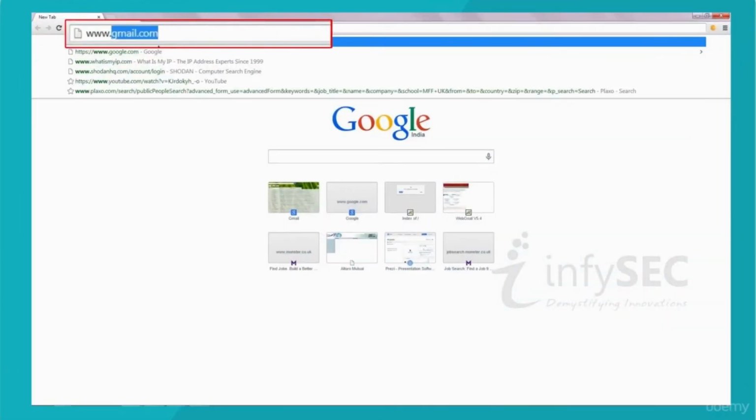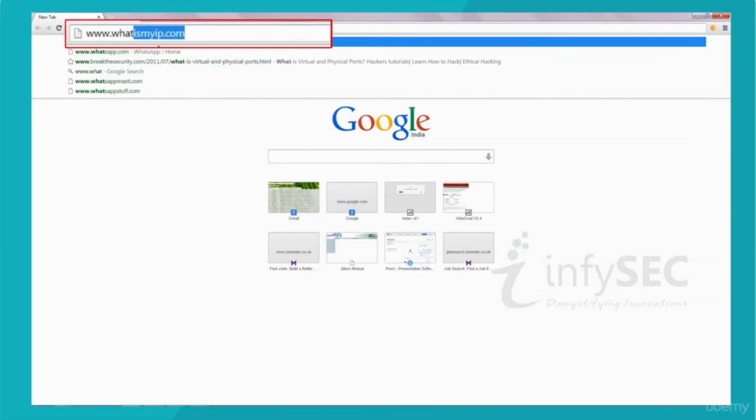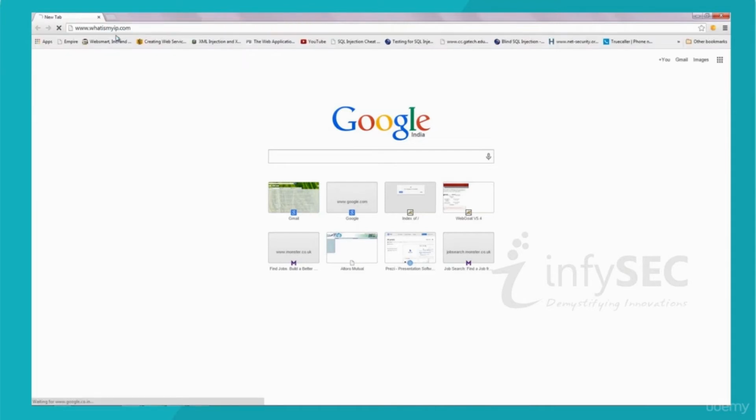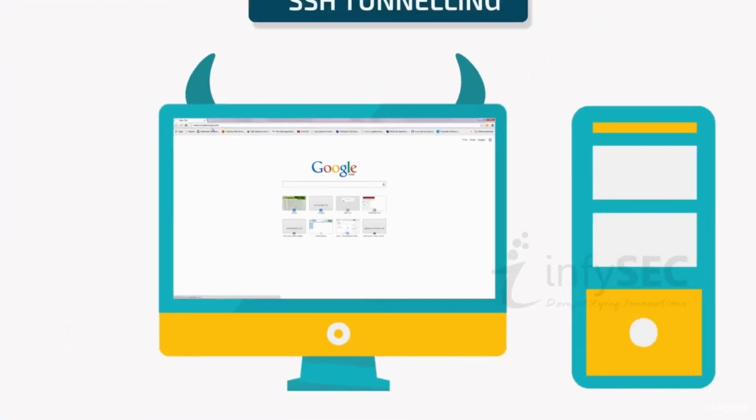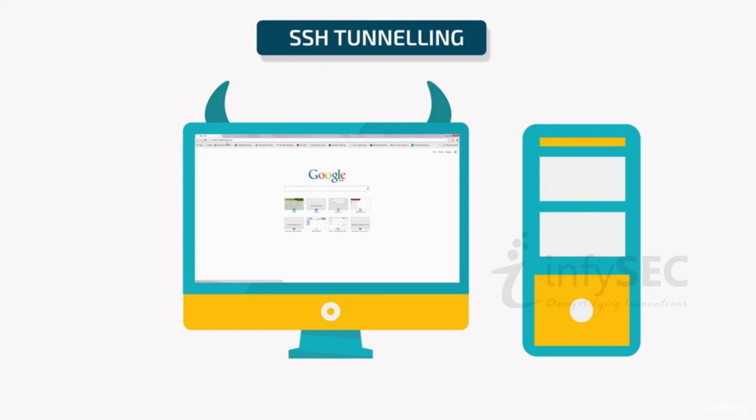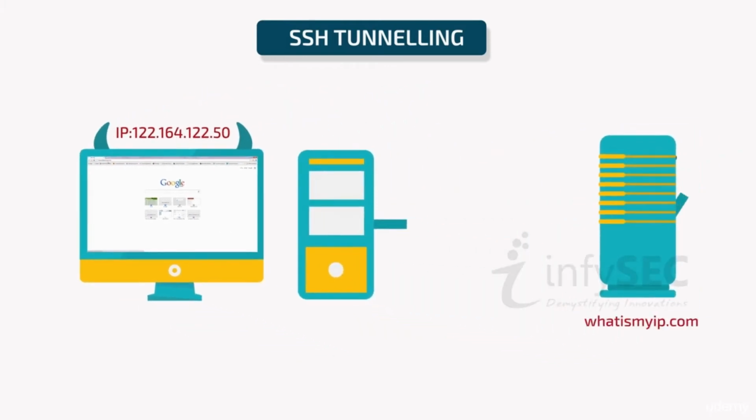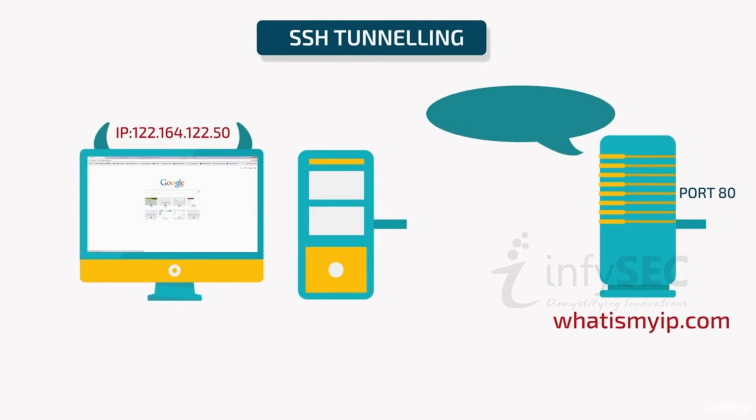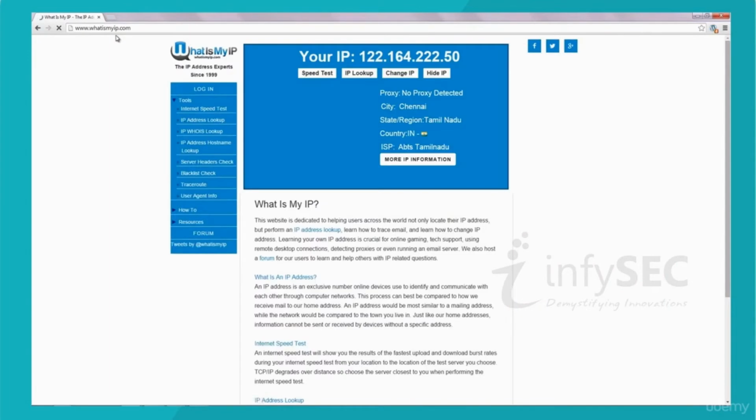Consider this. An attacker is trying to access a server called whatismyip from his browser. When a request is initiated from the browser, the traffic is directed to port 80 and uses the gateway IP of the system or the network to reach the destination server, whatismyip. When the whatismyip server receives the request, it enumerates the source IP as the attacker's IP.